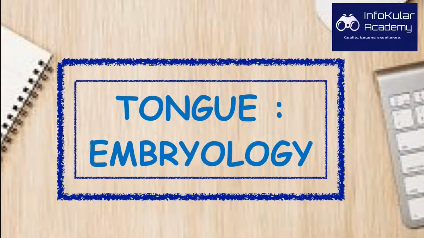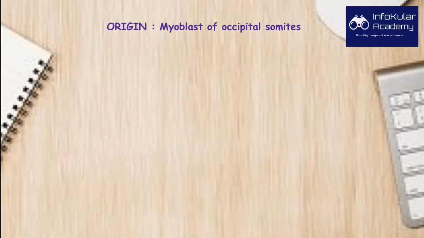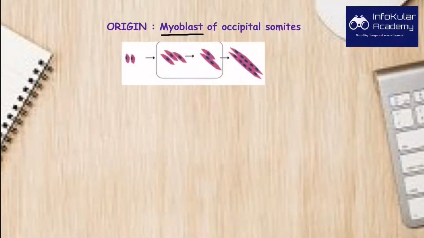It is a small topic but substantially relevant for NEET PG exams. So let's get started. What is the origin of tongue? Tongue एक muscular organ है. So the origin is from myoblast. Myoblast is the precursor of myocyte. A myoblast undergoes myogenesis and then forms these tubular cells called myocytes. So myoblast of occipital somites.